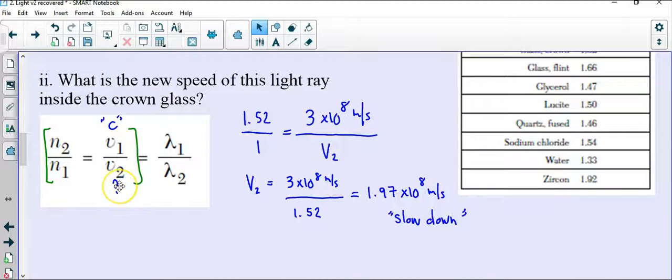We know that the V2 is the question mark, unknown. Putting in the information that we have, N2 was 1.52, N1 was 1, C is 3 times 10 to the 8. We have a simple cross multiplication, and we see that the second speed, or the speed inside the crown glass, was equal to the speed of light divided by the index of refraction of crown glass, and it equals 1.97 times 10 to the 8th meters per second. That is much slower than 3 times 10 to the 8th meters per second.